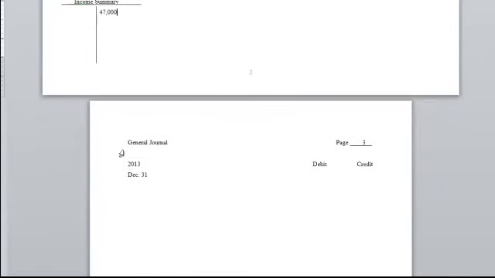And so what I'm going to do here is use a page as my general journal. For my first transaction at the end of the year, I'm going to debit fees income for $47,000, and I'm going to credit Income Summary for $47,000. That's my first transaction, my first closing entry. I'll get ready for my next one here.